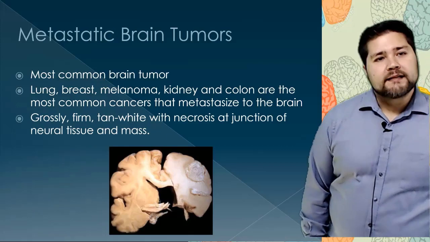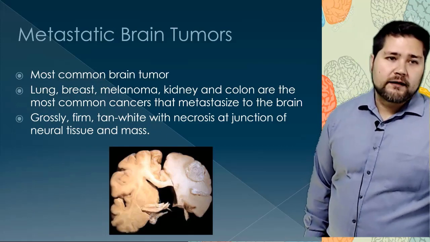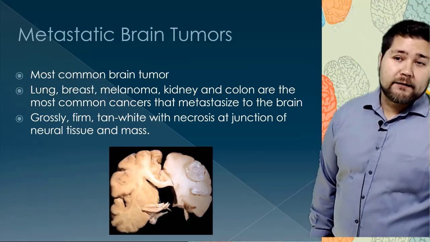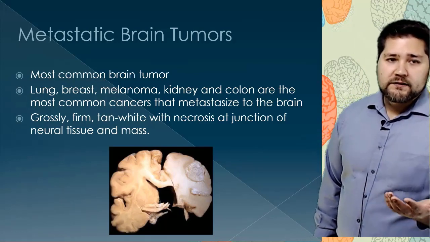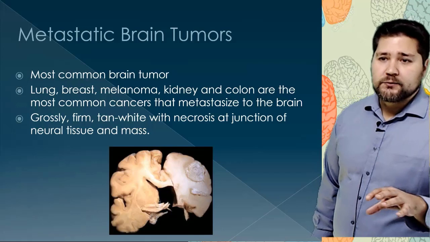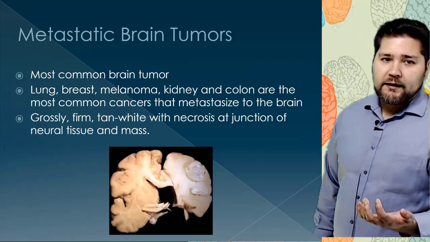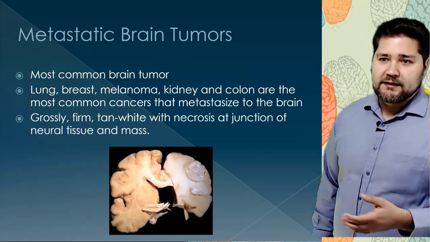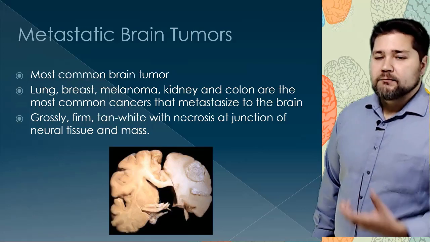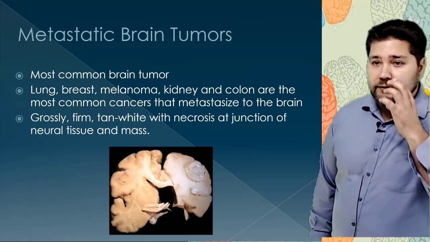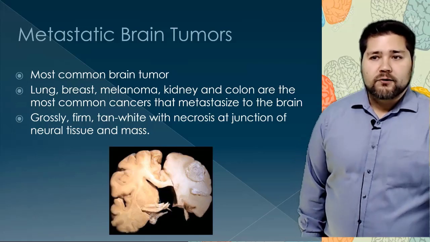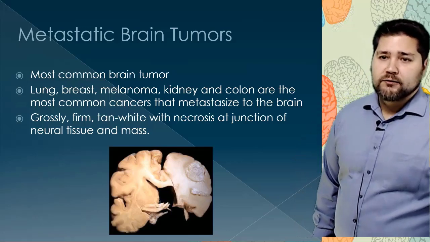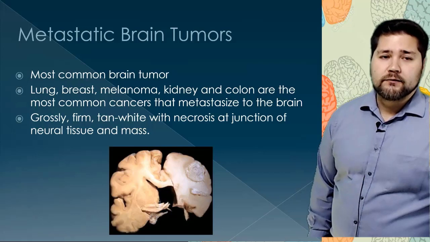And then finally, metastatic brain tumors. These are, again, the most common brain tumor, non-primary brain tumor. And the easiest way to tell if it's metastatic is if there's multiple nodules within the brain. Remember, that's a classic presentation of metastatic disease, and you see that also in liver. A lot of tumors metastasize to the liver, and you can see multiple nodules spread throughout. But they tend to be tan white, necrotic, and they'll have similar cells to their originating tissue.